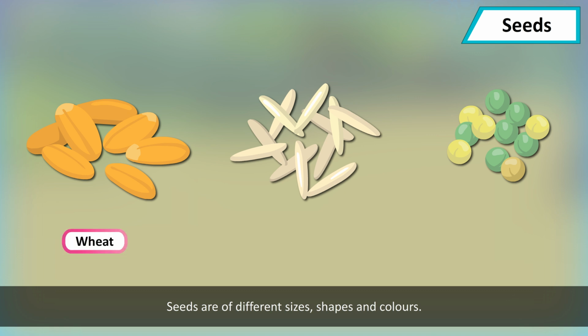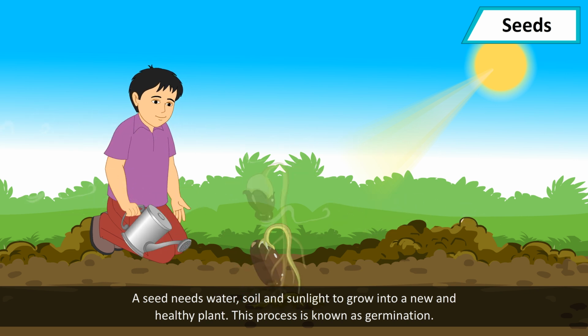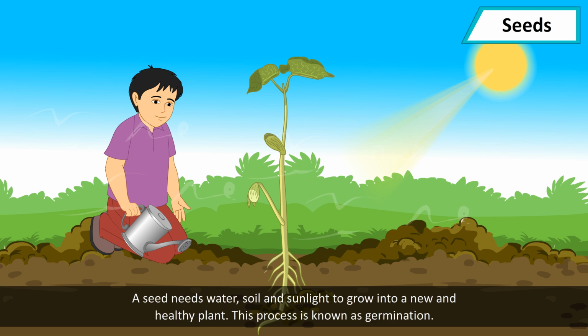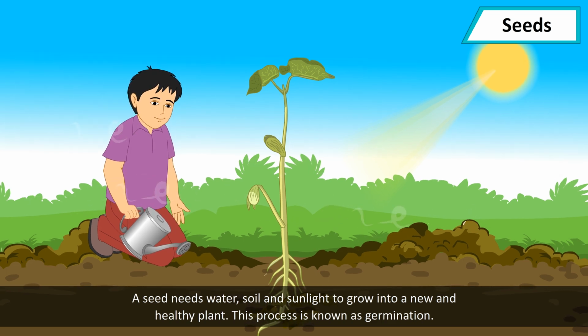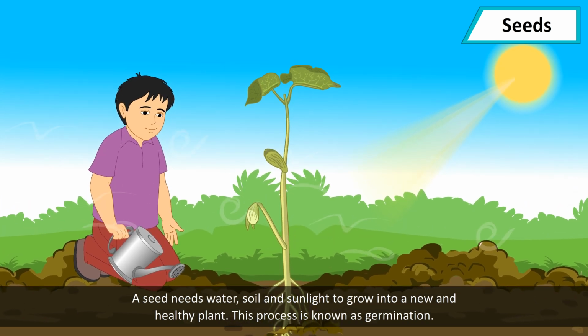Seeds. Seeds are of different sizes, shapes, and colors. A seed needs water, soil, and sunlight to grow into a new and healthy plant. This process is known as germination.